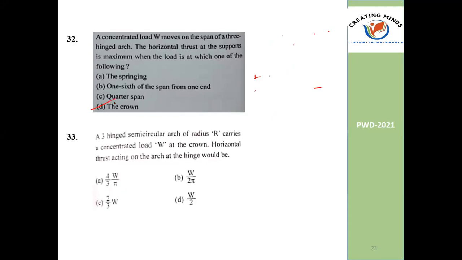Yes, any guesses? A three-hinged semicircular arch of radius R carries a concentrated load W at crown. The horizontal thrust acting on the arch. It's actually W by pi, sir. None of them is correct. Yes, the value is W by pi. So don't mark anything, just take it as a grace. Or if they give it instead, it's right.